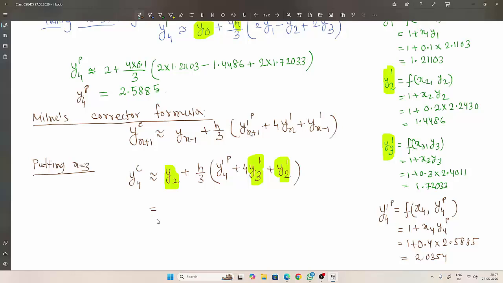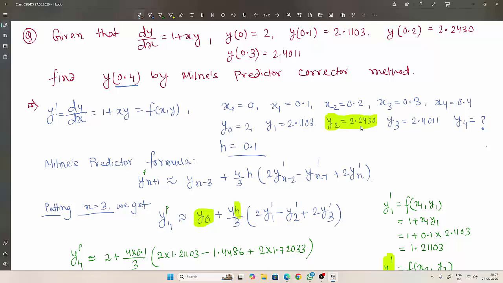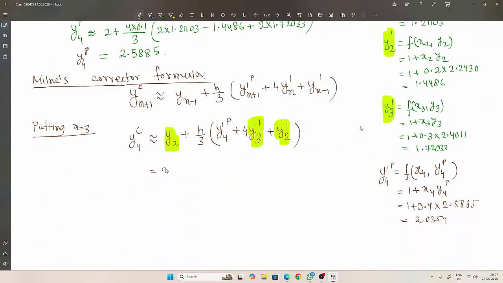Now we have all the values. Again, put all these values. So y2 value was, where was y2? 2.2430. Then plus h is 0.1 by 3 into y4 prime p is 2.0354 plus 4 into y3 prime was 1.72033 plus y2 prime was 1.4486. Now we have all the values. Now calculate it and give me the values.